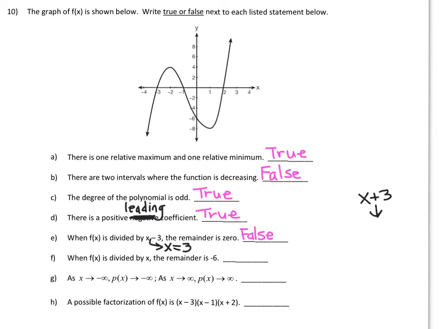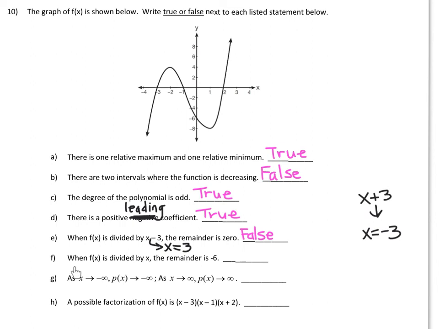Wouldn't the 0 that corresponds with that be x equals negative 3? Now, if we went to x equals negative 3 on the graph, let's follow it over here. Look at that. The y value is 0. Okay, so the remainder would also be 0. So if they had rephrased this question as when f of x is divided by x plus 3, then it would have been a true statement.